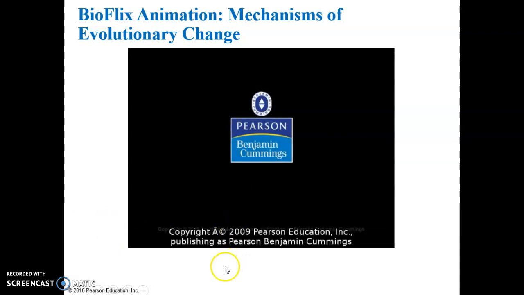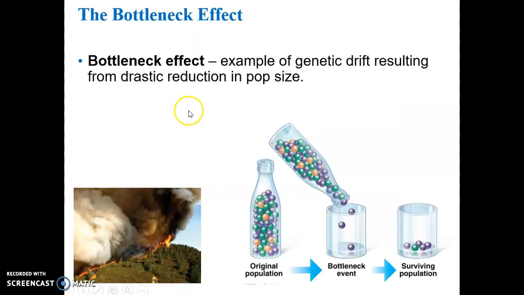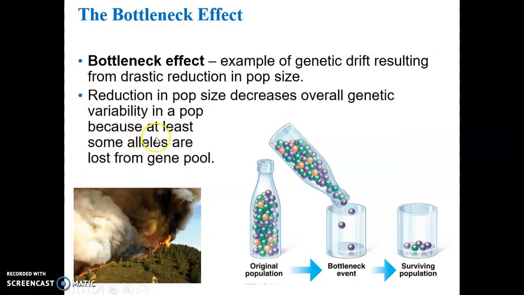Some good little visuals there on that video. So let's talk about the bottleneck effect, and it's an example of genetic drift that results from a huge reduction in population size. So again, some chance random event, like say a massive fire, will reduce the population size vastly, and will also decrease the genetic variation in a population because at least some of the alleles would likely be lost from a gene pool.